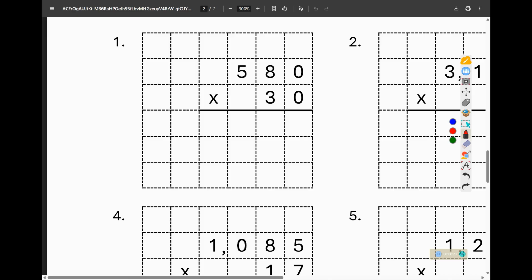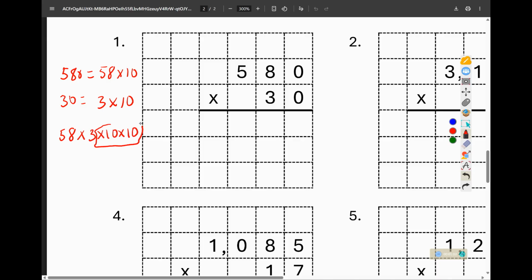Okay, 30 times 580. This one is actually very simple because of these two zeros right here. On the side, I'm going to show you what this is. 580, that's a 0, is equal to 58 times 10. And 30 is equal to 3 times 10. So if I string all these out, this is 58 times 3 times 10 times 10.